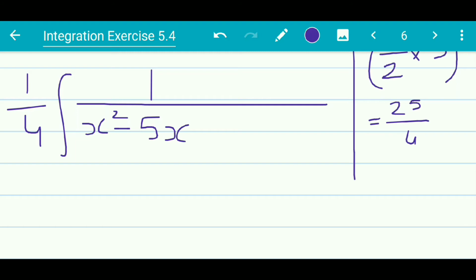Once we get this, we add 25 upon 4. Always the third term is added here. Never the minus term is written only afterwards, always. So minus 25 upon 4. And what remains is minus 17 plus 17 upon 4. So that is written over here.